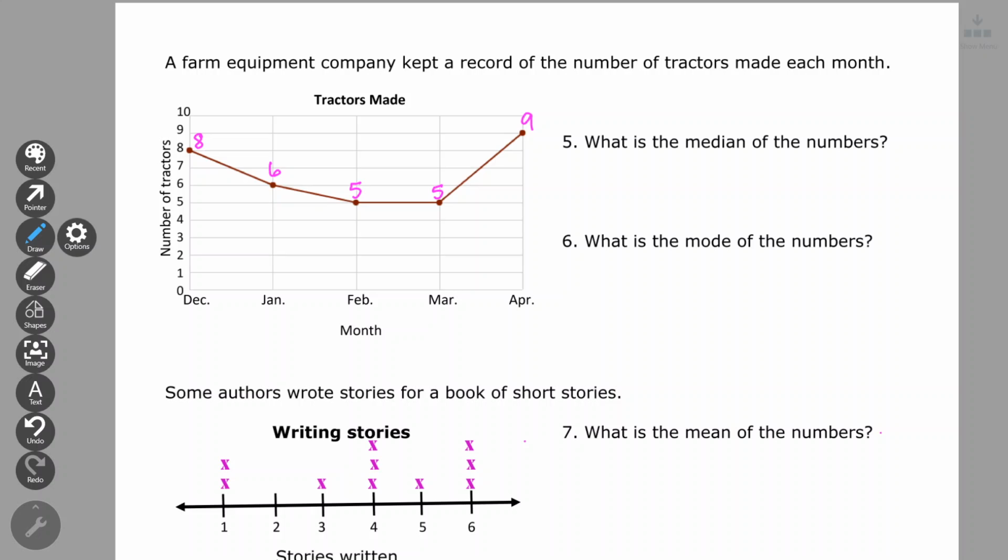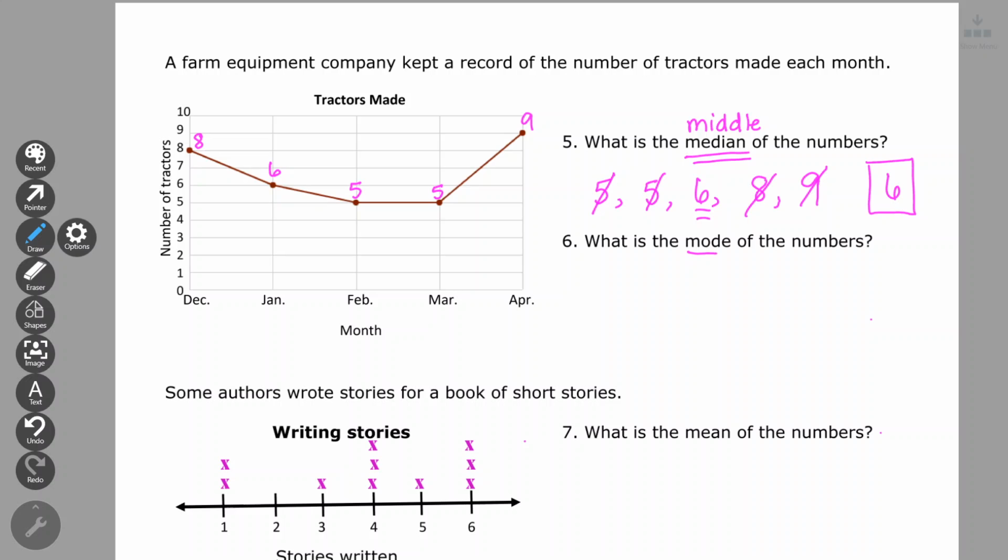Now, what is the median of the numbers? Remember, median means that you're going to take the middle number. So you have to order them from least to greatest and mark out until you get to the middle. So the least number was 5, and that happened in February and March. Then there's 6, and then there were 8 made in December and 9 made in April. So then we're going to strike the first and the last until we get to the number 6. So 6 was the median of the numbers.